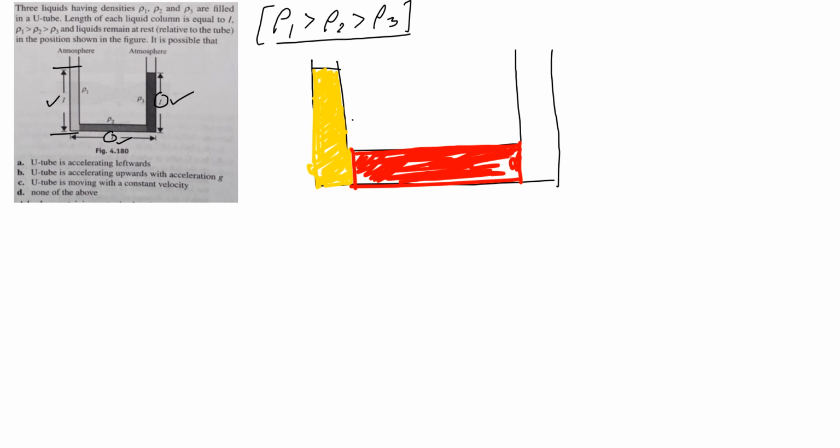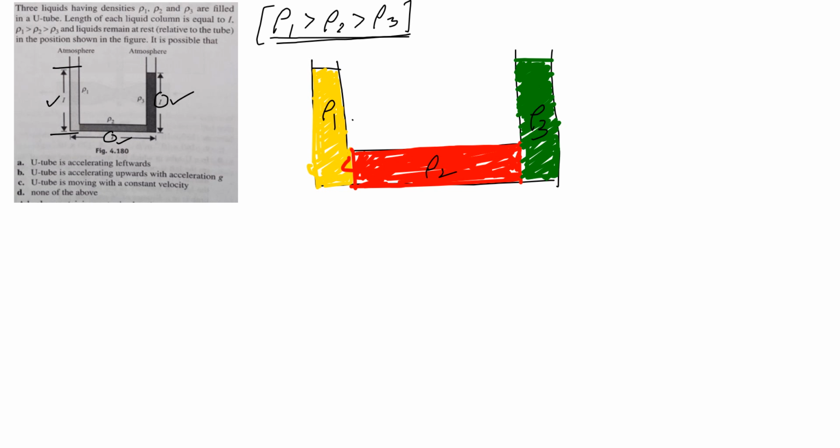So let me complete this. This is the red color liquid which has density rho 2. And we have kept another liquid in the right hand column of this U-tube, which we have shown in green color. This liquid has density rho 3. So this one has density rho 1, this has density rho 2, and this has density rho 3. It is mentioned that rho 1 is greater than rho 2, which is greater than rho 3.